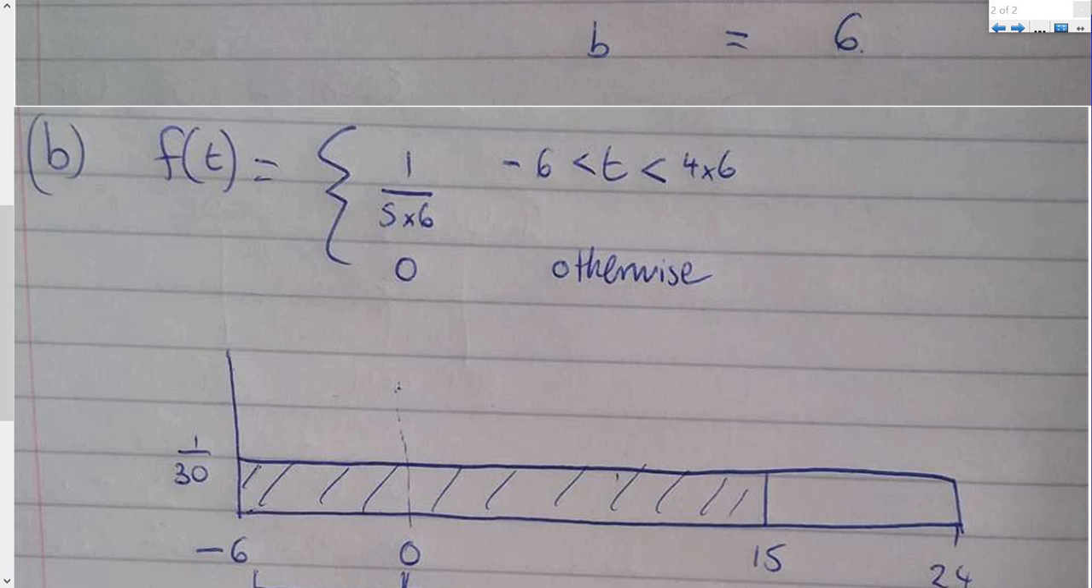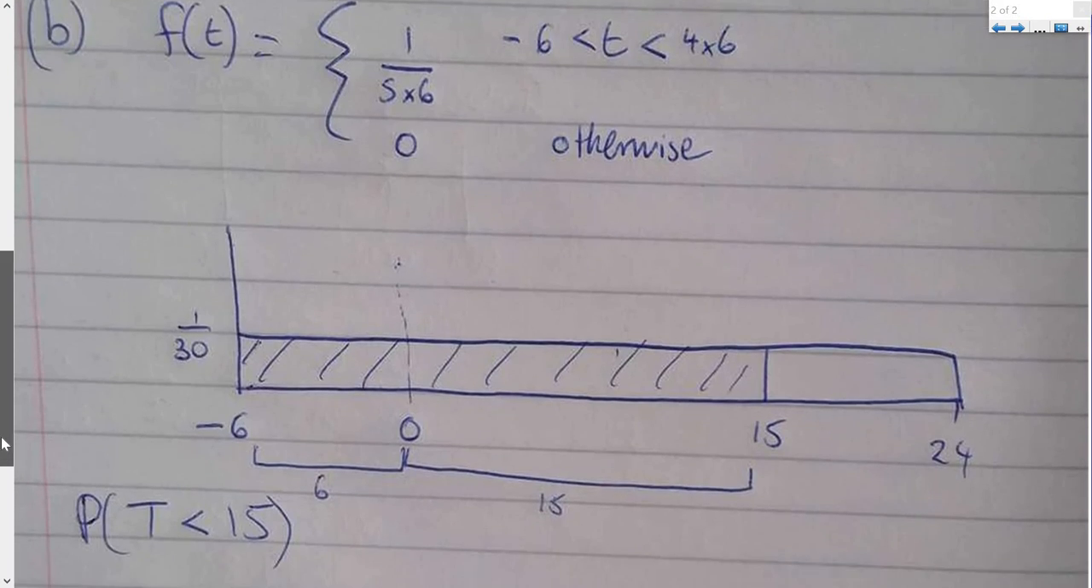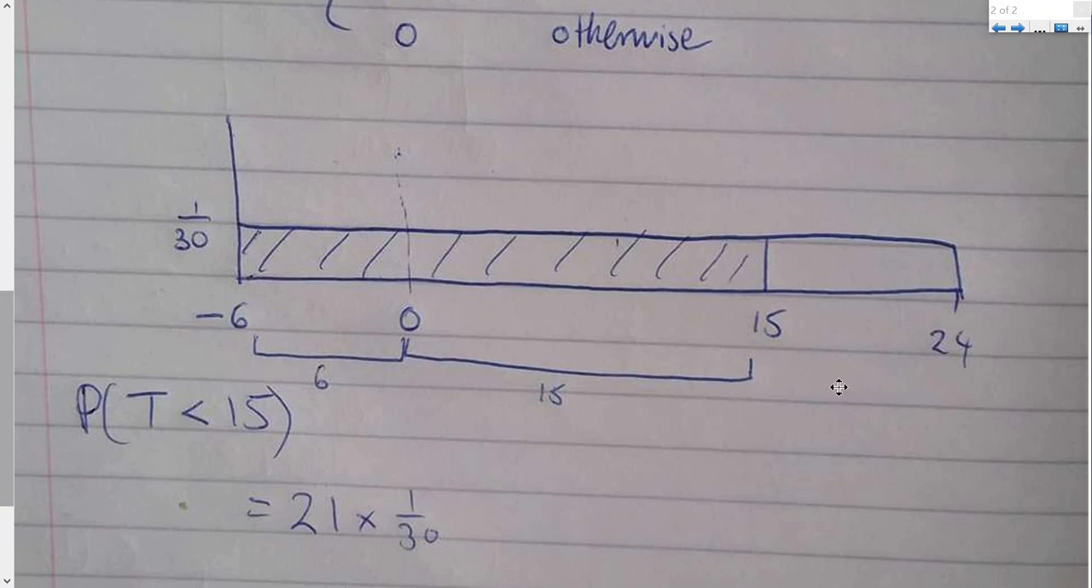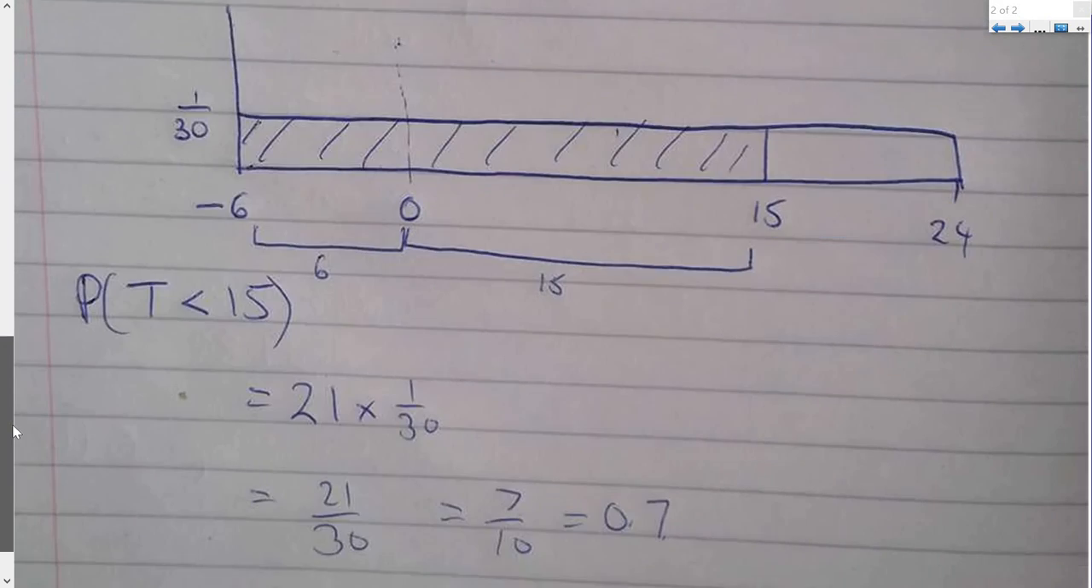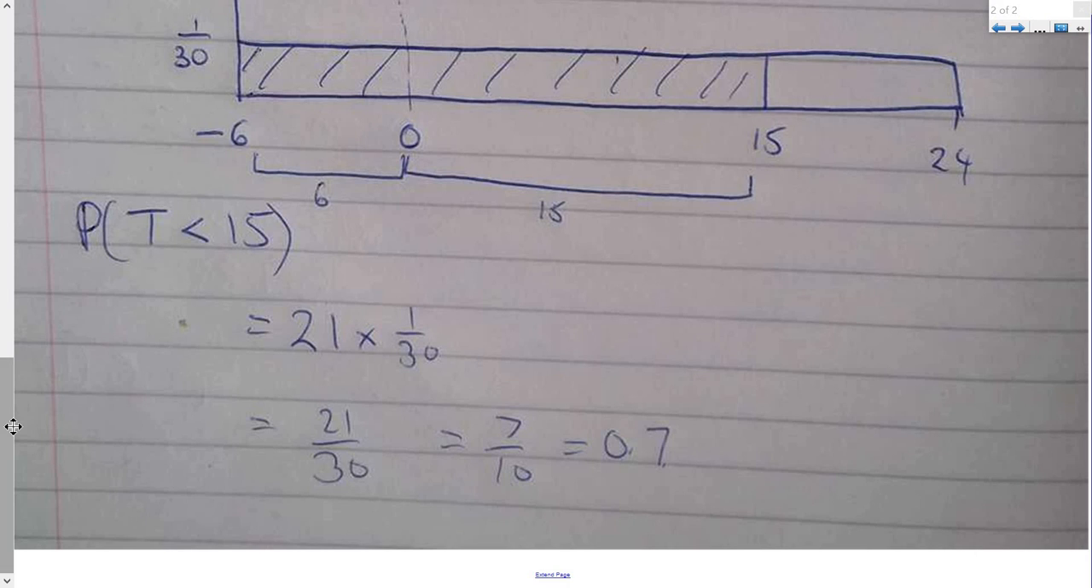That's correct. And you're being asked to find the probability of t being less than 15. Putting 15 onto my number line, going all the way down to -6, that gives me a length of 21, multiplied by 1/30th, which is the probability. 21 over 30, 7 over 10, 0.7.